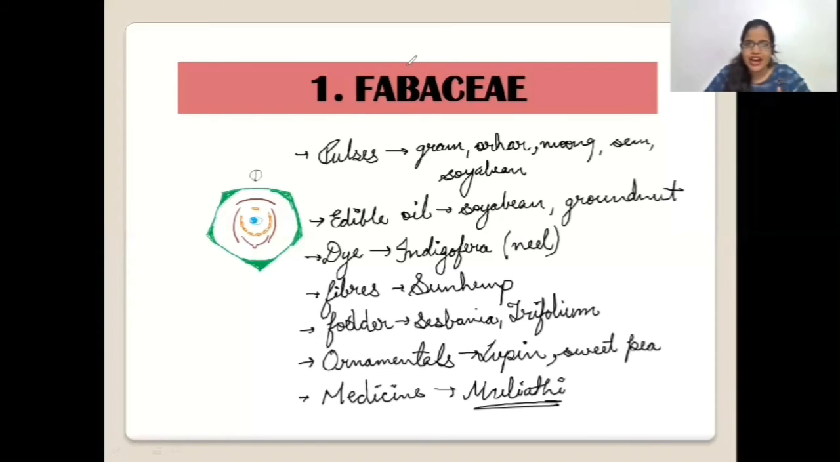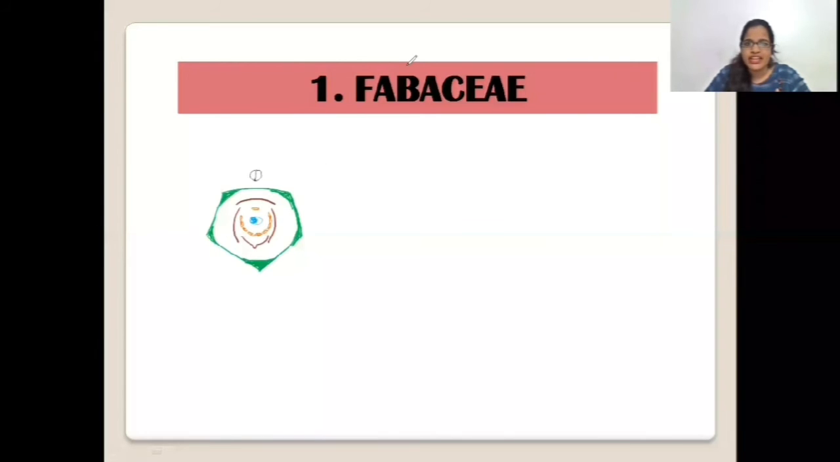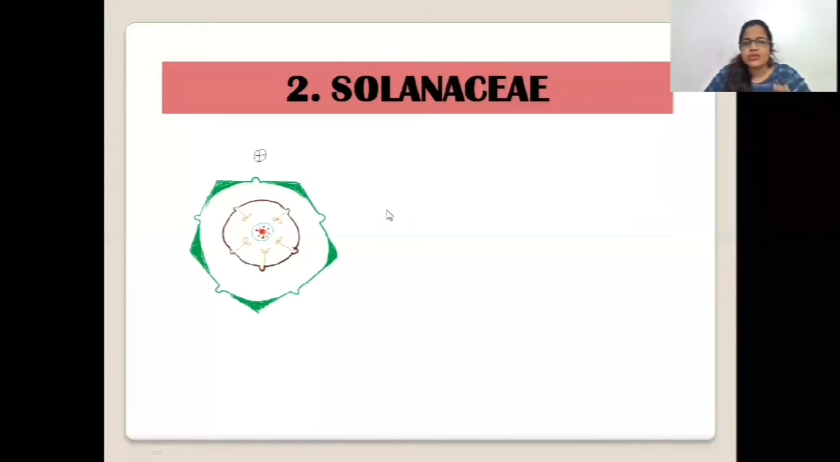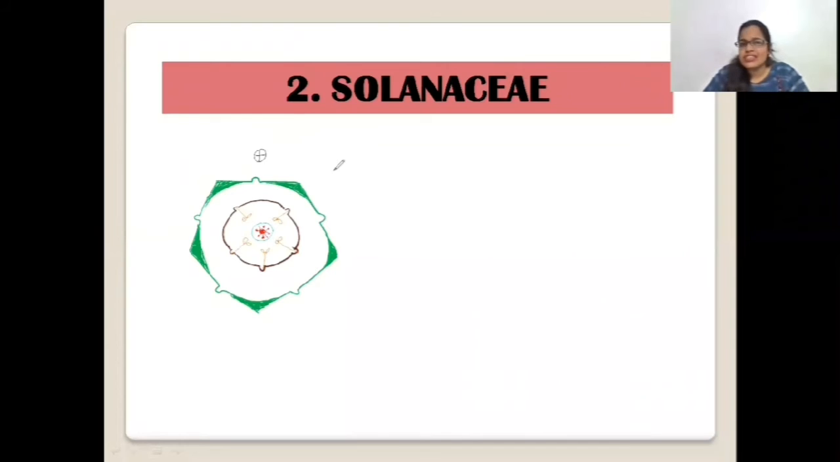Congratulations guys, and now we'll go to the next family, that is the Solanaceae family. Now, without wasting time, I know you want to write the floral formula and you are all excited to write it. So let's write its symmetry. It's actinomorphic. It has actinomorphic symmetry. It is bisexual. As I told you, all the families we'll study are bisexual ones.